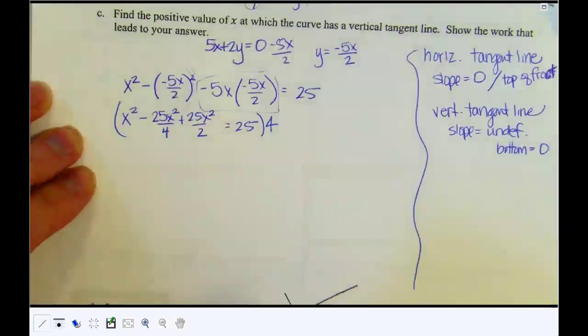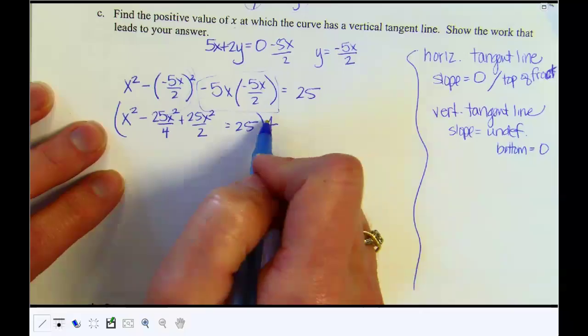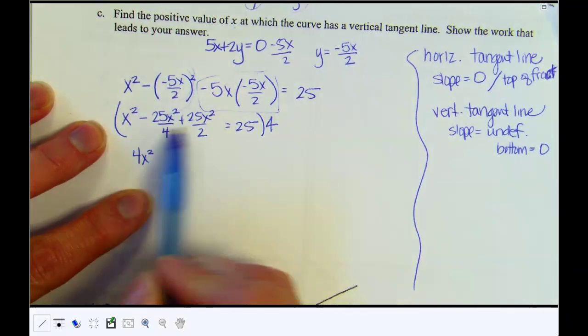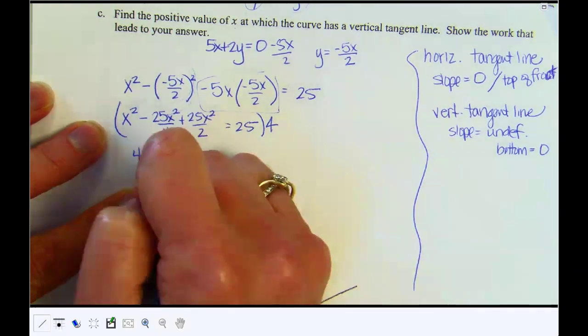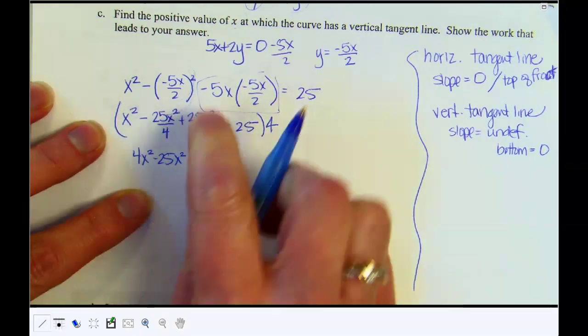Can we pull out the x first? No, because you can't pull it out from this side. I promise this is going to go well for us. Okay, so this is 4x squared. This is going to be 4, but then divide by 4. So this is minus 25x squared. What's the next one?